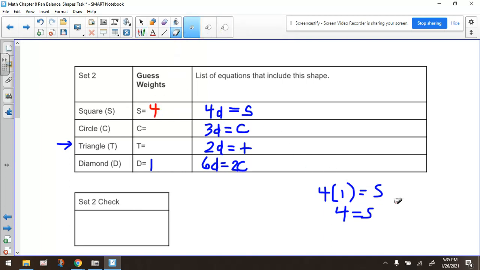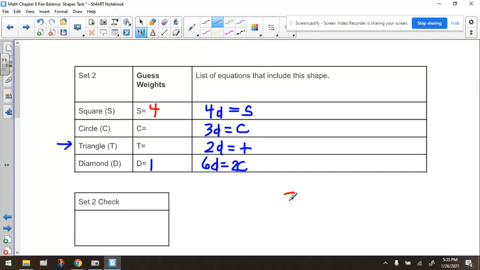All right, so we can do the same kind of thing with the circle. This one right here, we can take this right here and let's write the equation. We'll substitute in what we know, which is diamond for 1. And if we multiply this times this, we get 3. So that means that this should be 3.